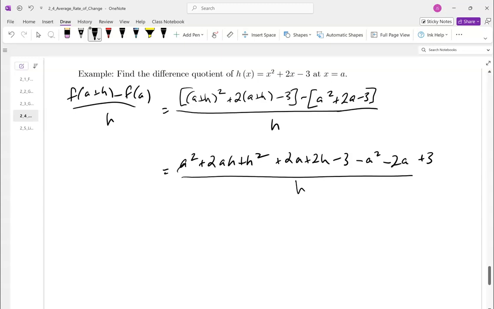Yeah, because there's a minus a squared over here, right? How about this one? There's a 2a. Yep, that one also goes away. There's a minus 2a over there. How about this one? That doesn't have an h in it. Yeah, it cancels with a plus 3. Absolutely everything that did not have an h needs to go away.